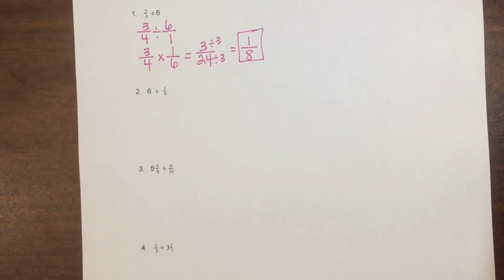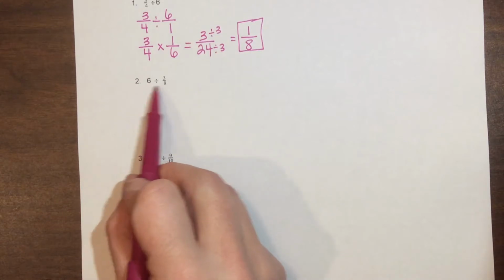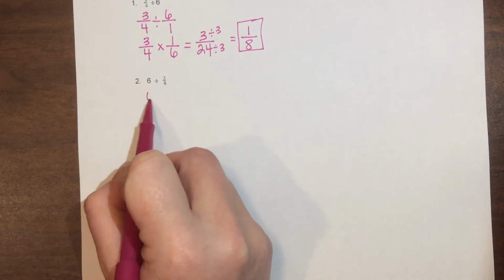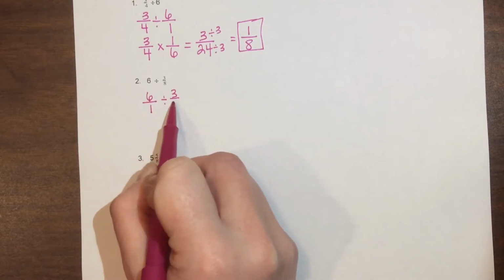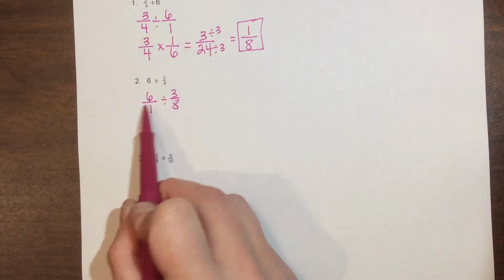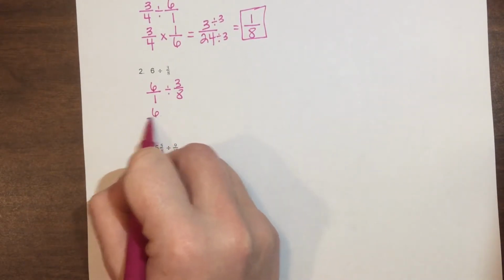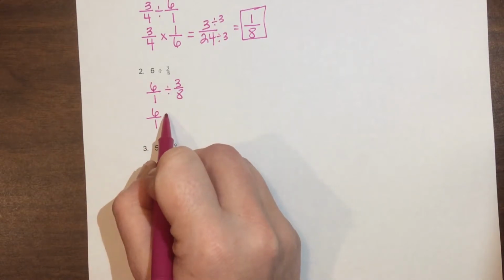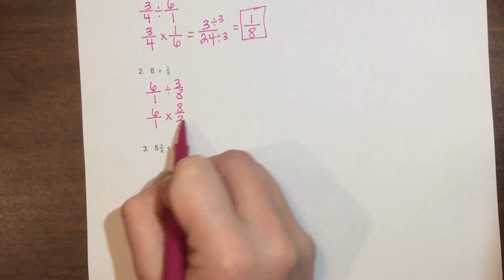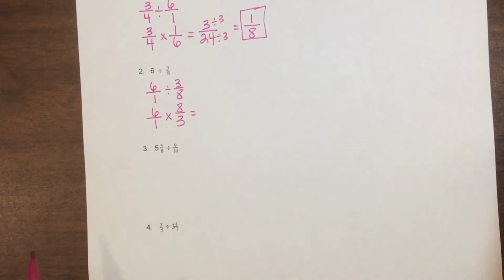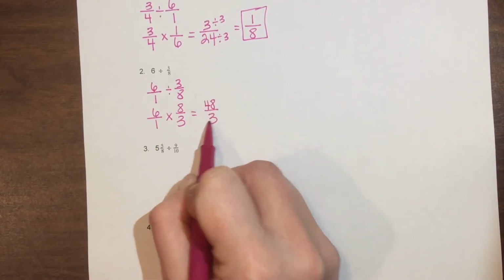Okay, number 2, 6 divided by 3/8. Again, we have a whole number in this problem. We can easily make a whole number a fraction by putting that whole number over 1. So I'm first going to rewrite this problem to ensure that both numbers are in fraction form. And then the process, keep the first fraction, change from division to multiplication, and flip the second fraction. And then we're ready to multiply. 6 times 8 is 48. 1 times 3 is 3.